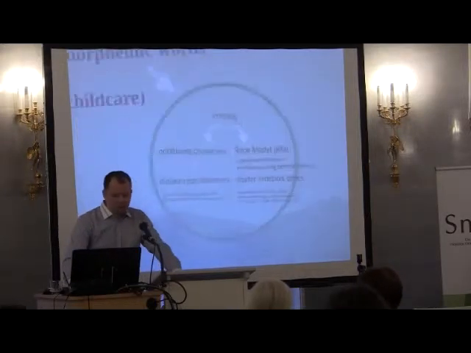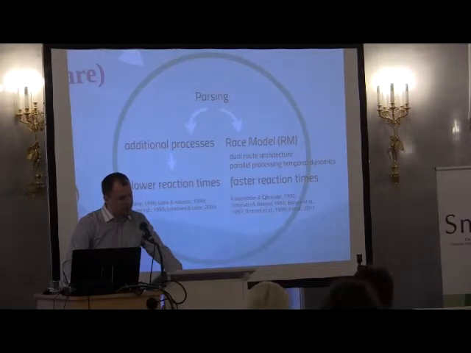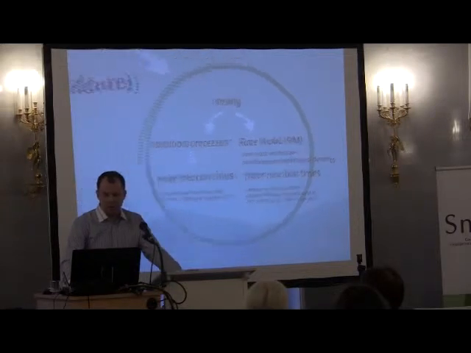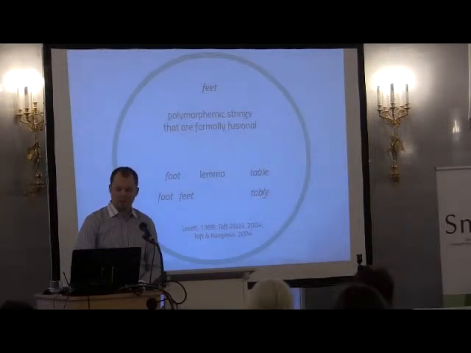The explanation for this is probability summation or statistical facilitation, which in essence means that the reaction time in a given trial reflects the processing time of the route that happens to be the fastest on that trial. However, the crucial challenges for the race model are polymorphemic strings that are formally fusional, right? Like in the words food, feed.